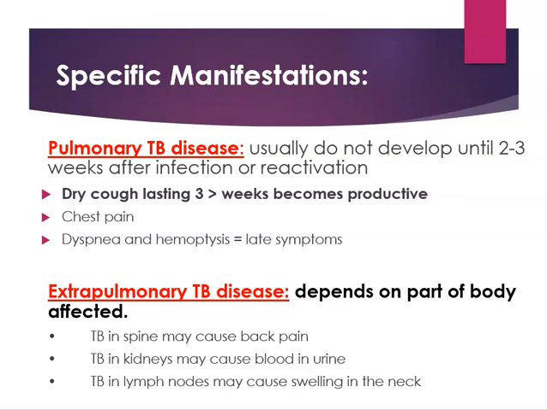If you have extrapulmonary TB disease, basically it means that it has spread to different parts of the body. You could have TB in your spine, which could cause back pain. You could have TB in your lymph nodes, that could cause swelling in the neck. So symptoms are really based on where the TB has tried to call home.